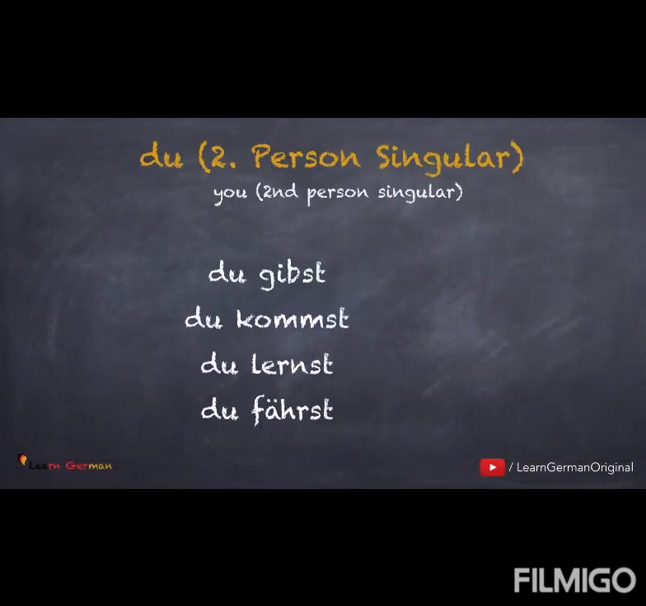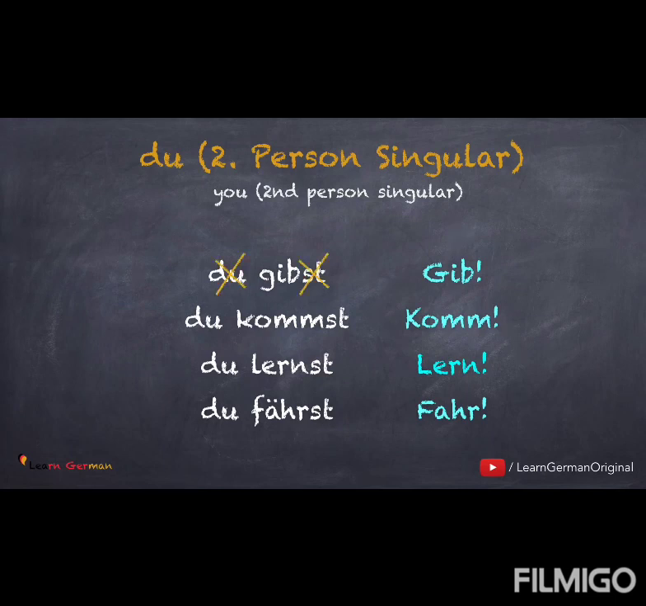We'll be taking 4 examples with 4 different verbs. These 4 verbs are conjugated with du. Du gibst, du kommst, du lernst, and du fährst. The imperative form for these verbs are gib, komm, lern, fahr. How do we build imperative? Simple. You remove du and the verb ending st. Du gibst becomes gib.